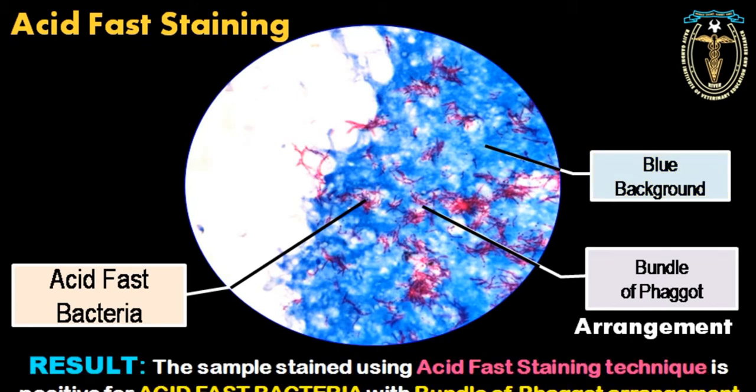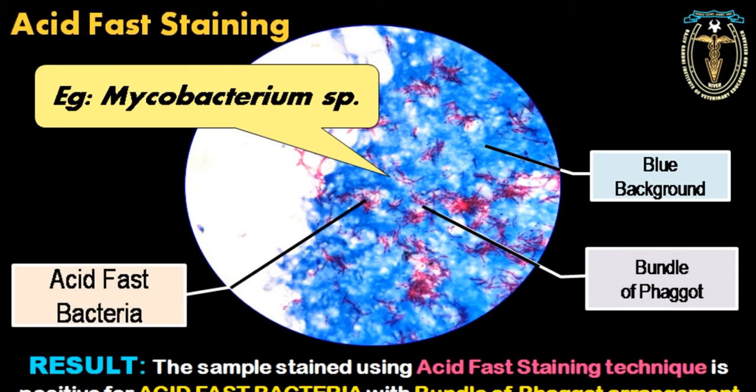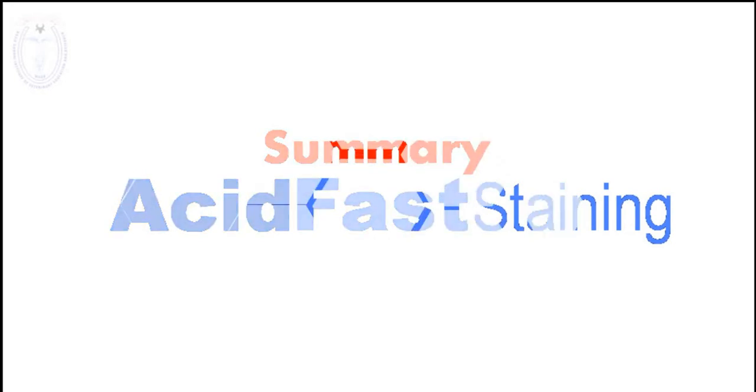Allow it to stand for 30 seconds to 1 minute. After 30 seconds to 1 minute, wash it with the distilled water. After washing, blot dry the smear using the blotting paper. Now, the stained smear is ready for the microscopic examination. Place the stain slide over the stage. Examine the slide under 100x oil immersion objective microscopy.